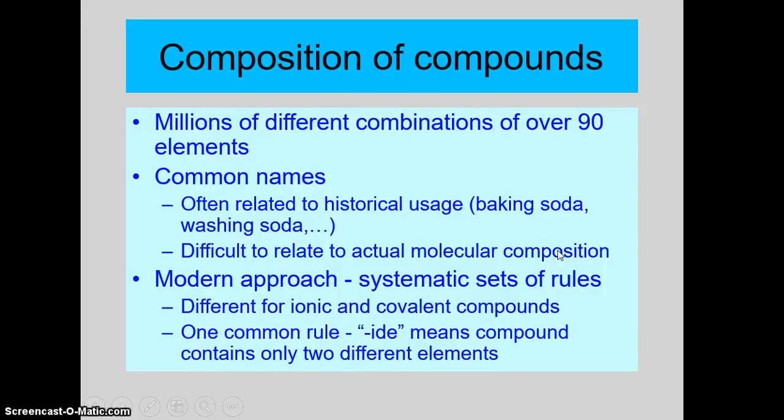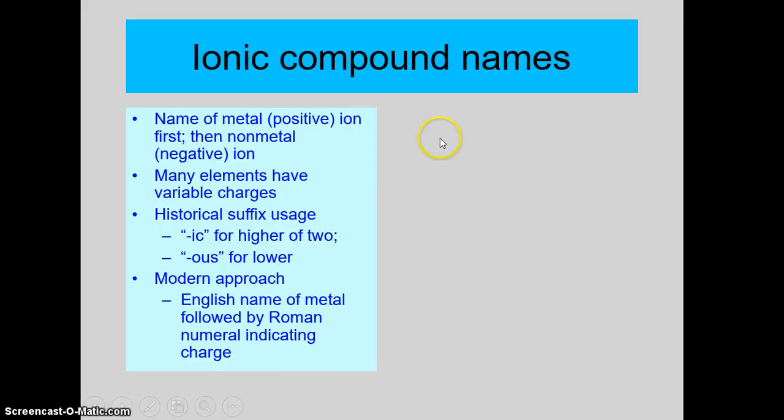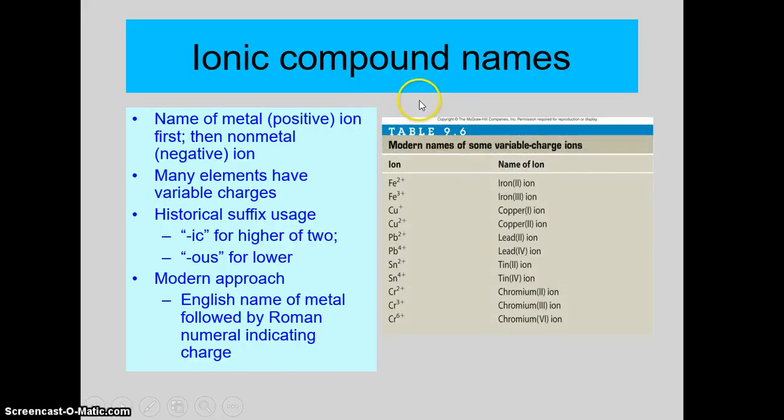Let's go on to naming. We've already done the ionic compounds, so there are the ones for the transition metals. Remember, we have to put the Roman numerals.